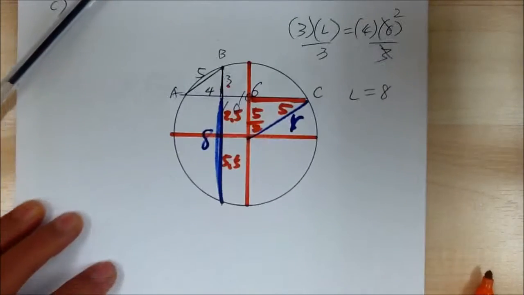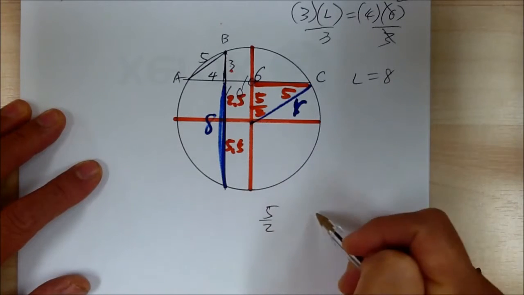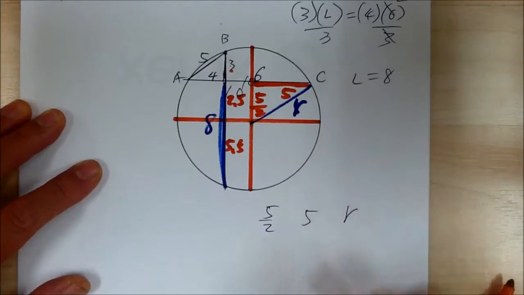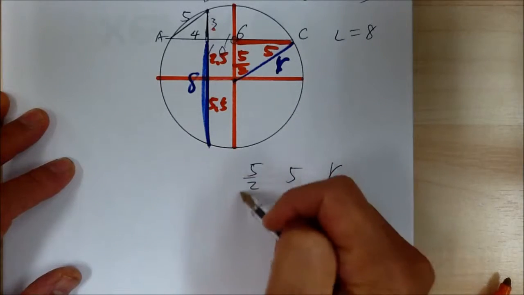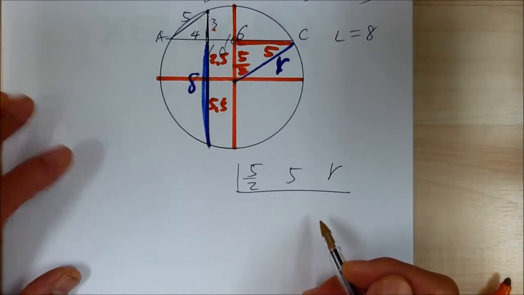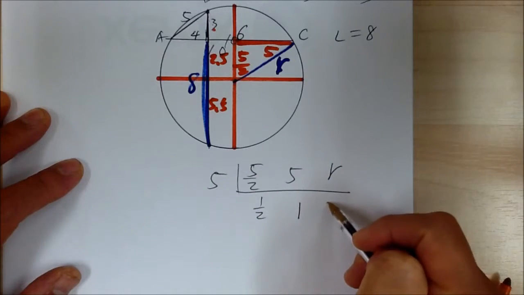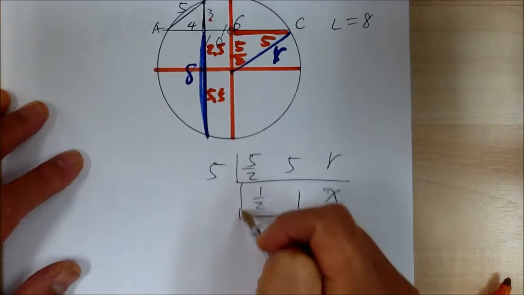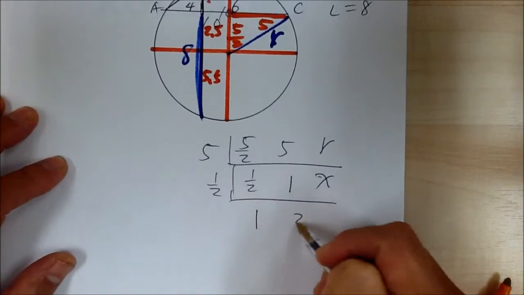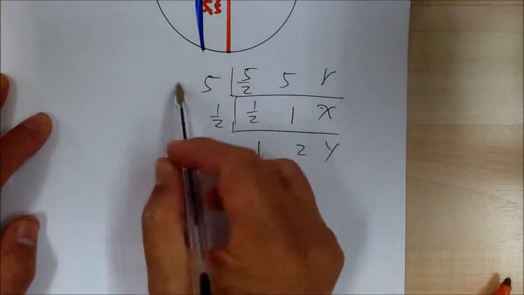Okay? So now you have this situation. You have 5 over 2 and the 5 and the R, right? So what I'm going to do is factor out the 5. So it'd be 1/2, 1, and I'm going to call this X. And I'm going to factor out the 1/2, so it becomes 1, 2, and Y. Okay, so you can do all that, or you can factor out 5 over 2.